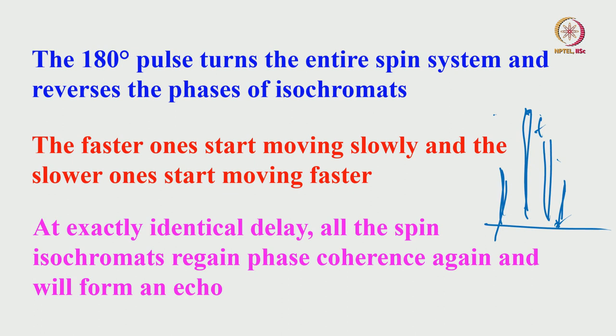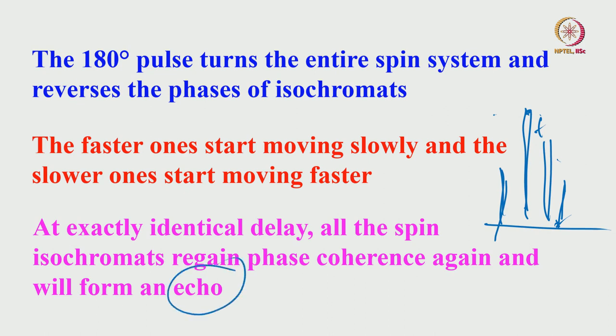It is like applying a 180 pulse. It is like different people going through a running race with different speeds. After a time T, ask them to stop, take a reverse turn and come back to the same place, moving with the same speed. Then everybody will come back to the same place. This is called an echo, identical. So this is called spin echo. The isochromats will gain coherence again.